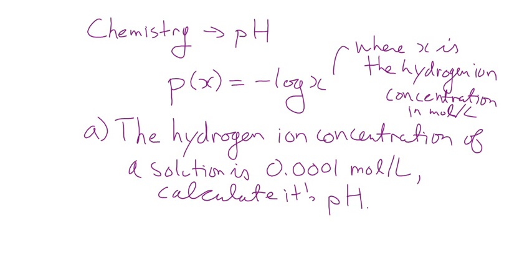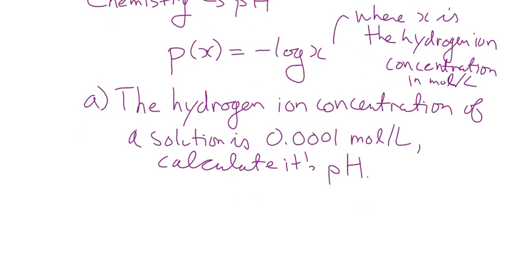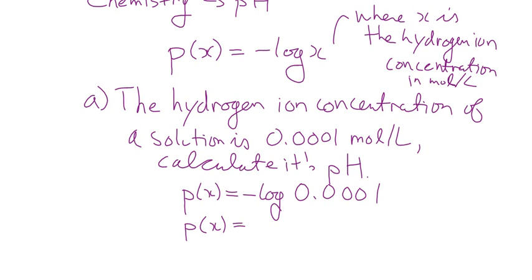All right, so really this is just a substitution into a formula, right? We're just going to substitute it, work it out. So we're going to say, okay, pH is equal to negative log 0.0001. And you work that out, right? On your calculator, just go negative and then hit the log key and then go 0.0001 and you get 4.